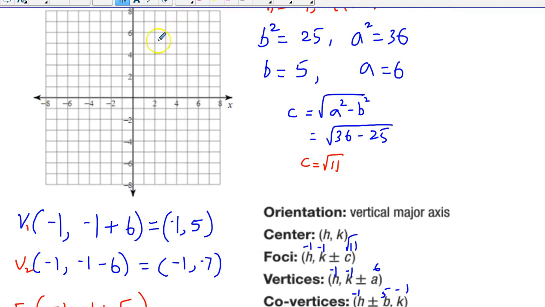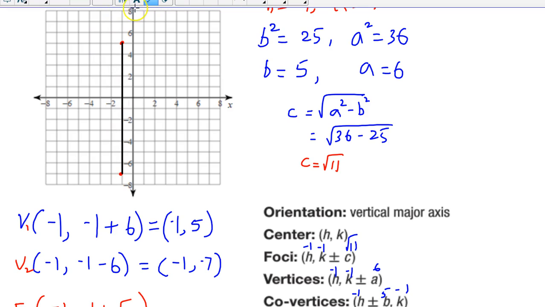Okay, so let me see. X is -1, y is 5, so 5 here. Then (-1, -7): x value -1, y value -7. We have seen that it is a vertical major axis. That's why the values of x are the same and the y values are changed. And this is the major axis of the ellipse.